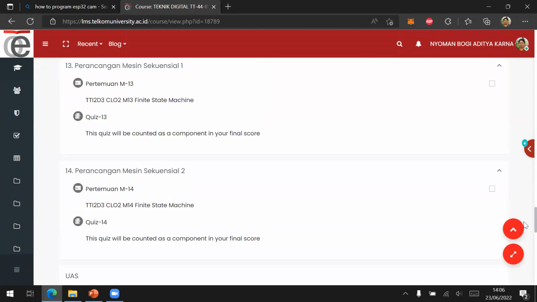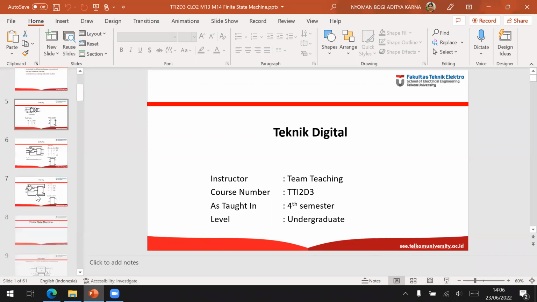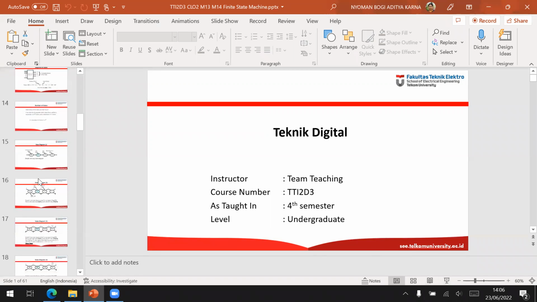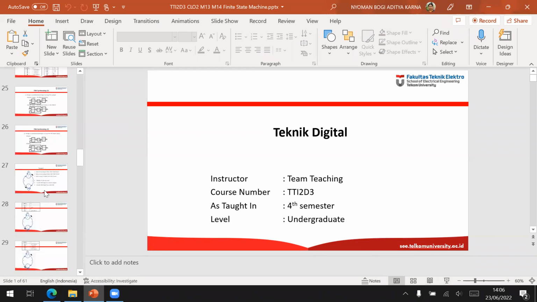Okay, so today we're going to discuss how to design a sequential machine, part 2. Because last week we already discussed how to design this sequential machine, and today we're going to continue to discuss how to design a sequential machine.